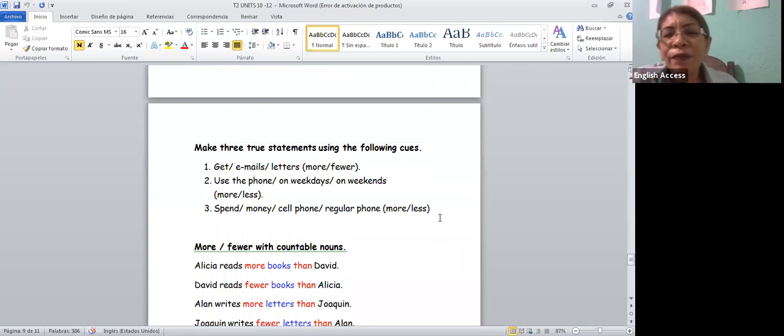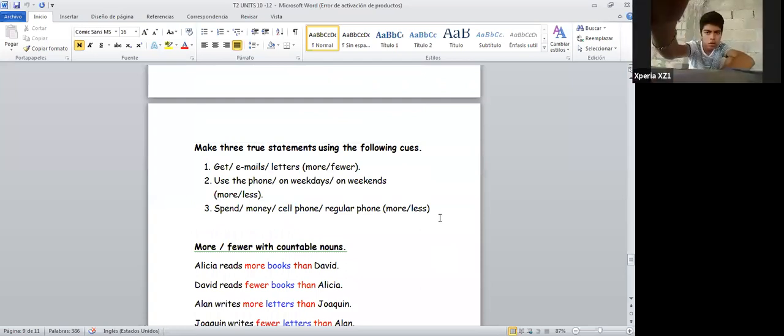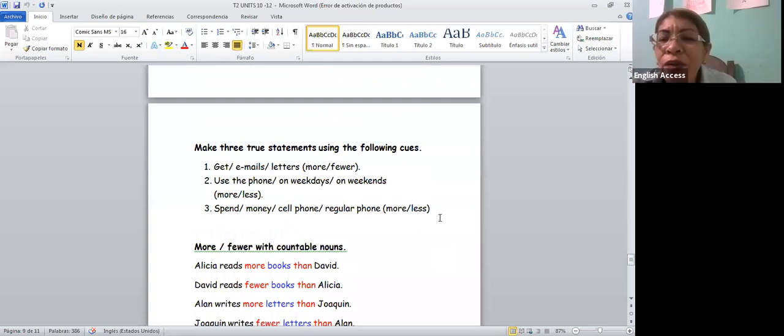Here above, we have an exercise. It says make 3 true statements using the following cues. You're going to write 3 sentences. I mean, you're going to complete these sentences using your personal information. You're going to use the words in parentheses. You can use more or fewer, more or less.